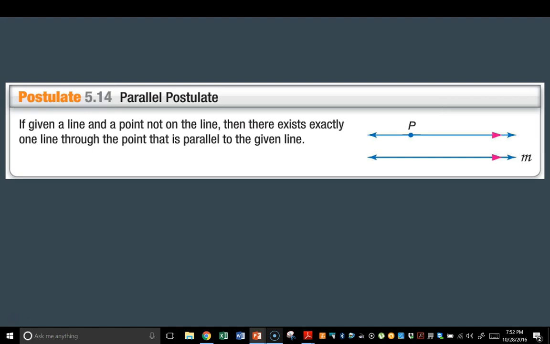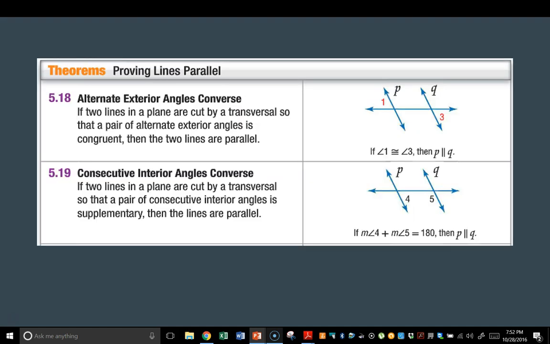Parallel postulate. If a given line and a point is not on the line, then there exists exactly one line through the point that is parallel to the given line. Alternate exterior angles converse. If two lines in a plane are cut by a transversal so that a pair of alternate exterior angles is congruent, then the two lines are parallel.